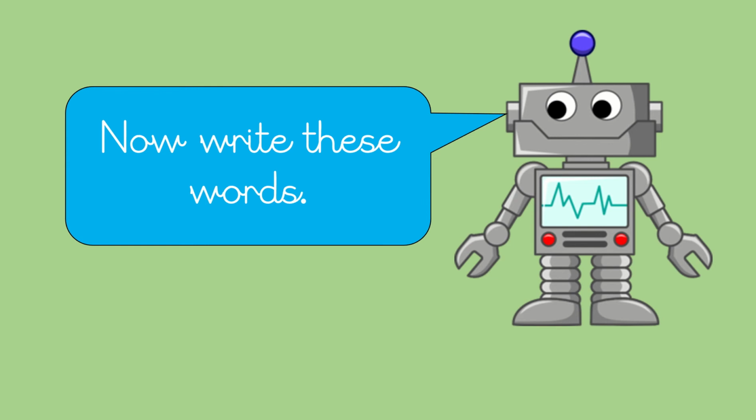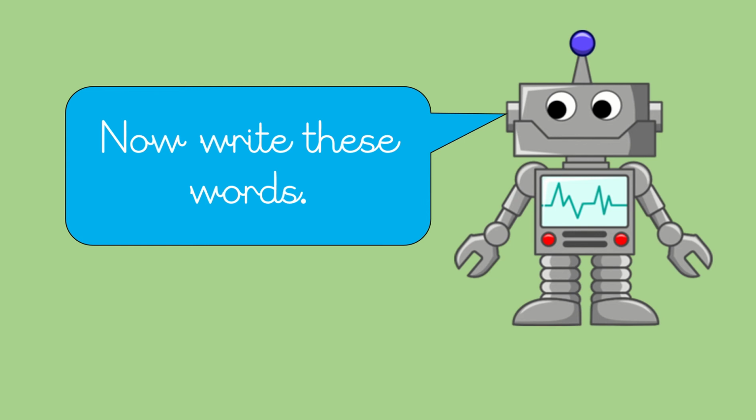The next word is the word wrist. Segment it, think of the graphemes and write it. Again, pause the video if you need some more time. The final word is the word noise. Okay, pause the video if you need some more time again. Or you can go back and replay the words if you need to.